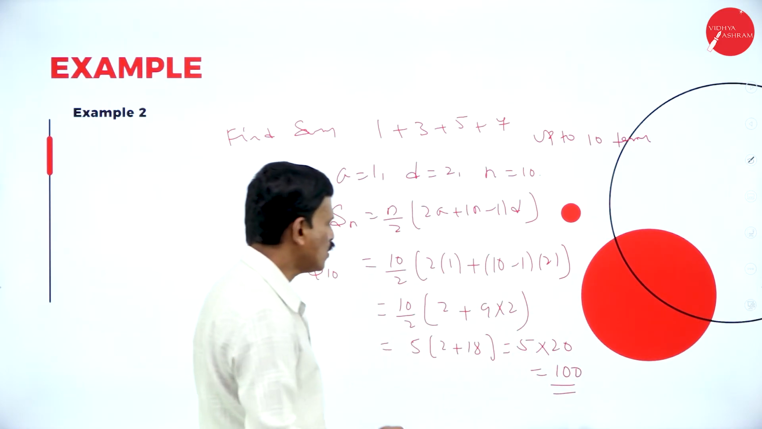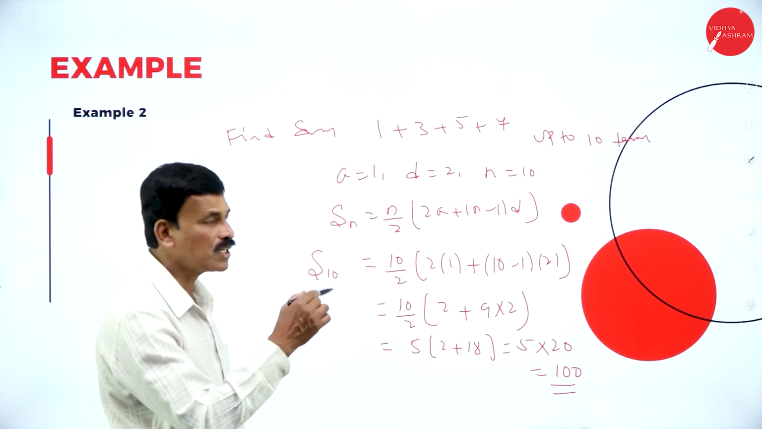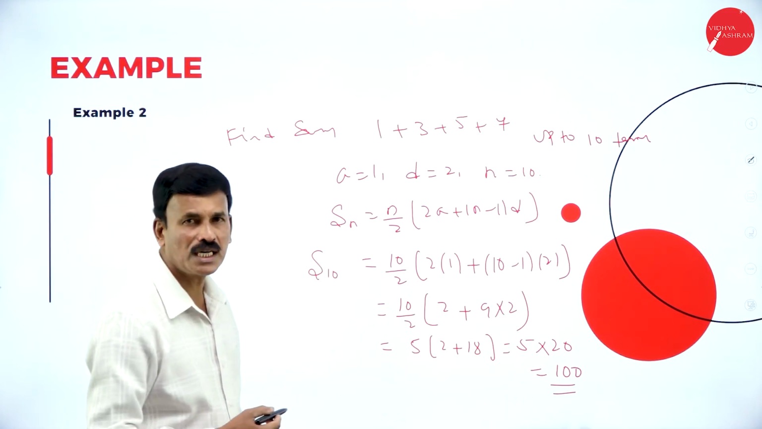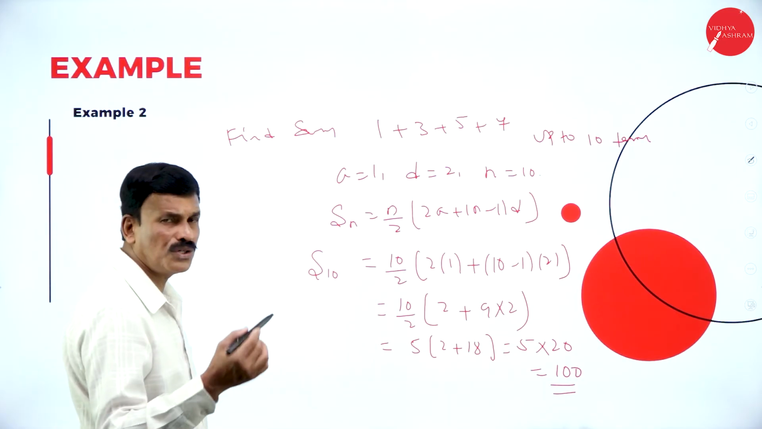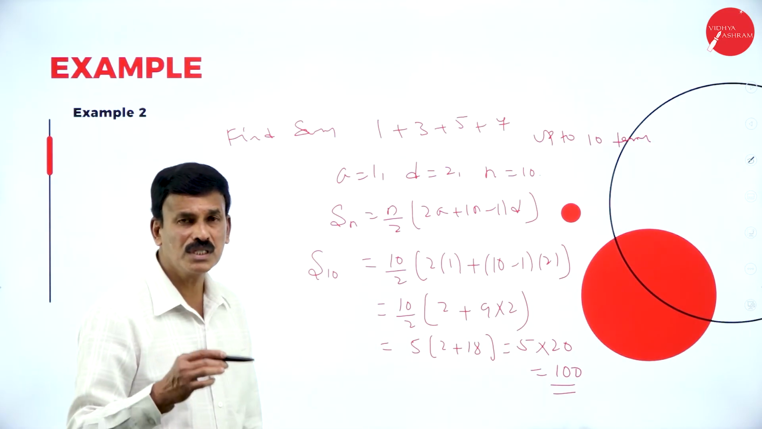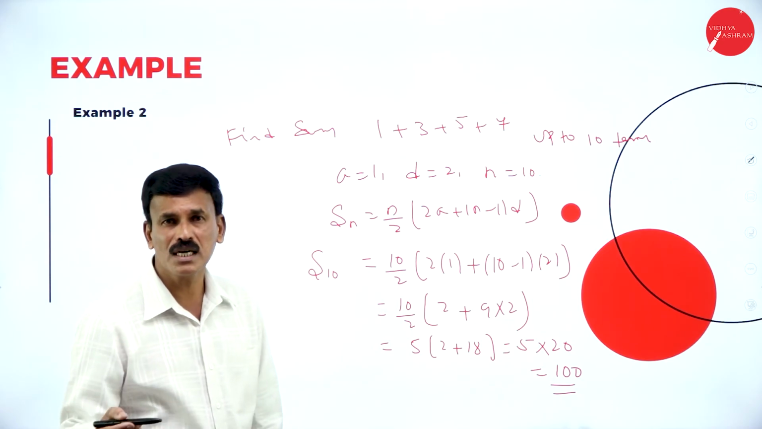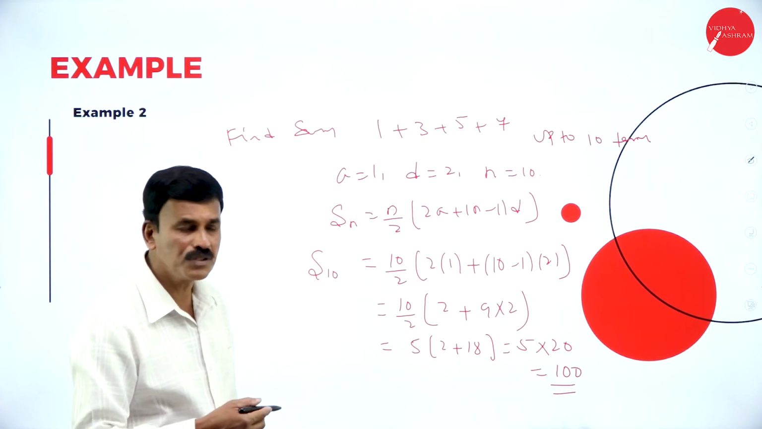So the sum of all numbers 1 plus 3 plus 5 etc. up to 10 terms is 100. So this is the 10th term. Suppose if you know the last term, you can take the formula Sn is equal to n by 2 into a plus L, L is the last term. That is what we did in the previous problem.